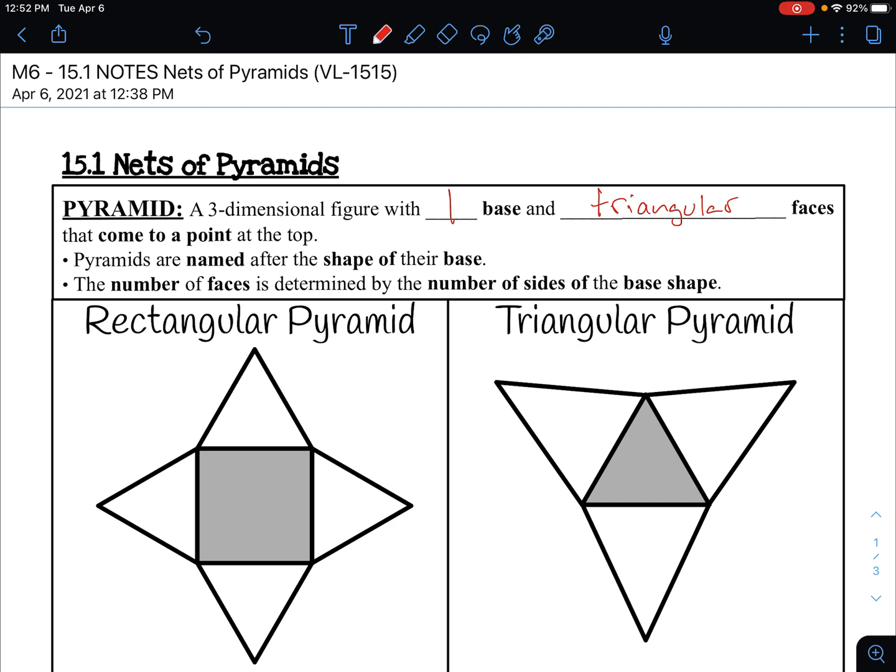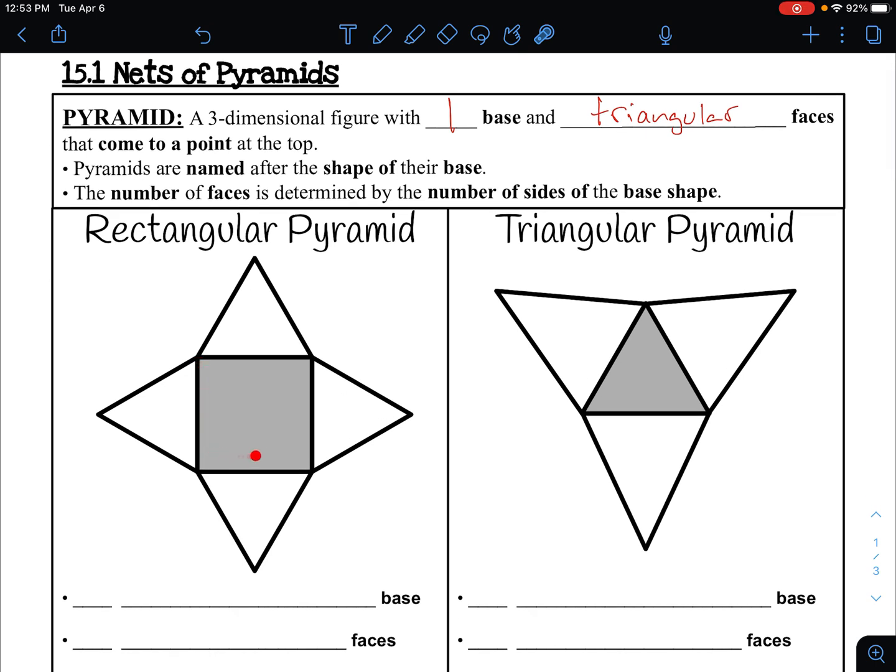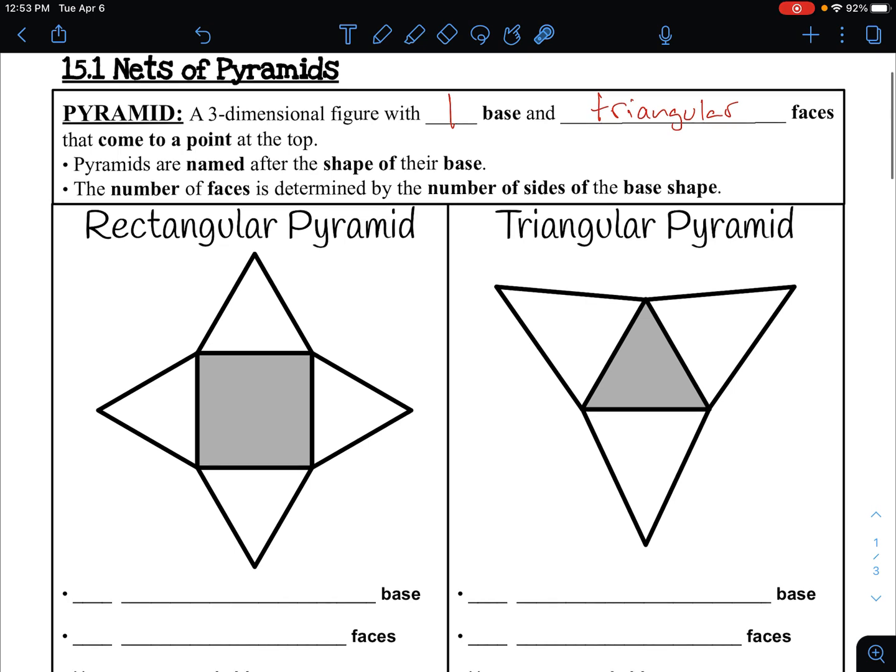Anyhow, pyramids are named after the shape of their base. So there are rectangular pyramids, triangular pyramids, pentagonal pyramids, hexagonal pyramids. It depends on the shape of the base. And the number of faces is determined by the number of sides of the base shape. So basically, a rectangle has four sides, which means the pyramid is going to have four faces. And this triangle has three sides, therefore it's going to have three faces. A pentagon has five sides, so it's going to have five triangular faces, and so on.